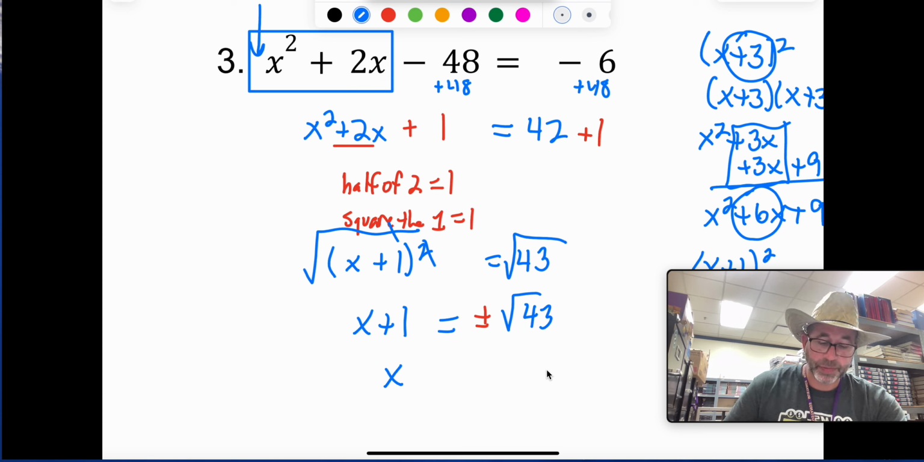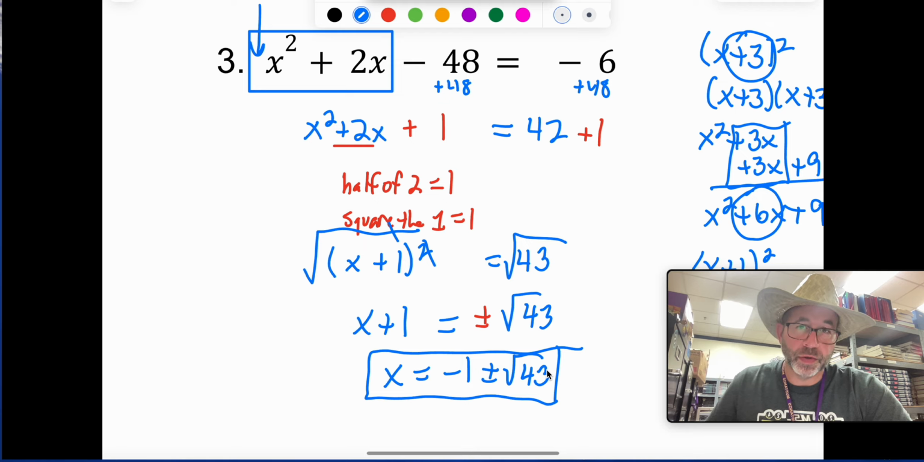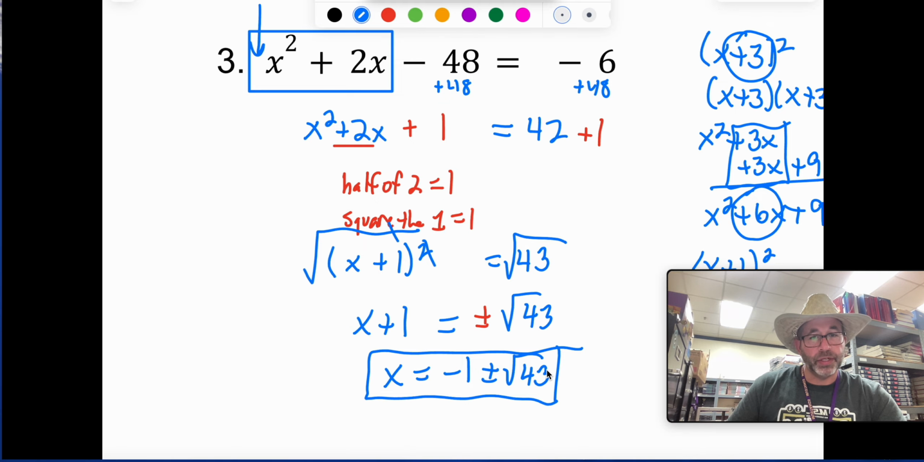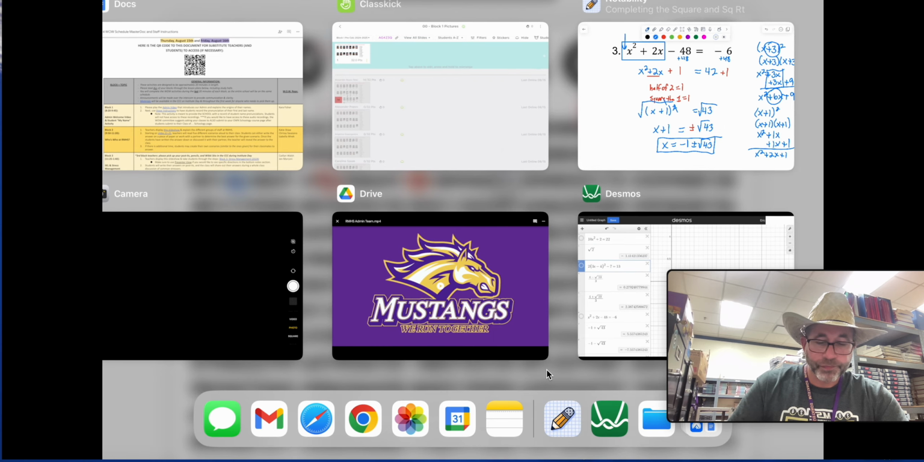One more step to get x by itself. We'll subtract 1. We end up with negative 1 plus or minus the square root of 43. So this is an exact answer with the square root, but let's take a look at what it is when we have it as a decimal.